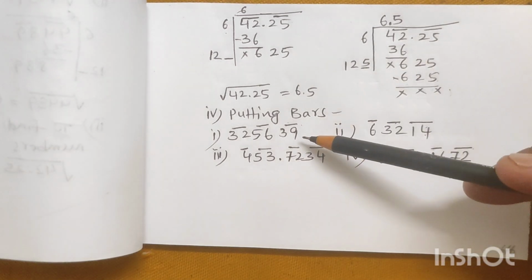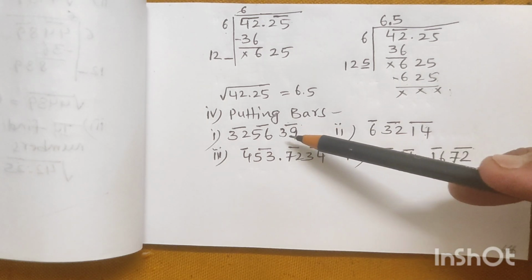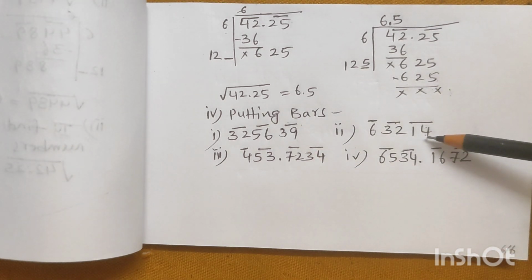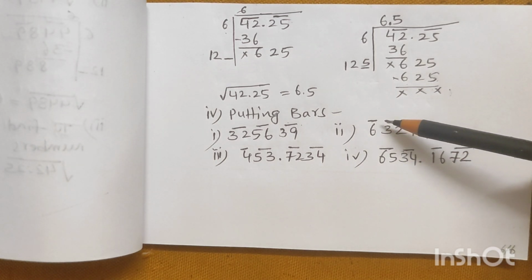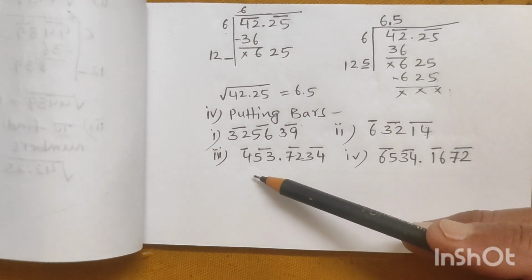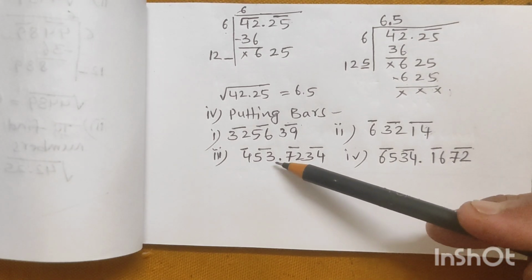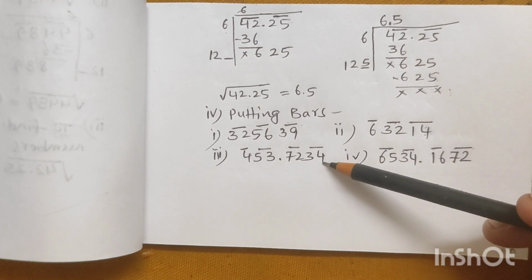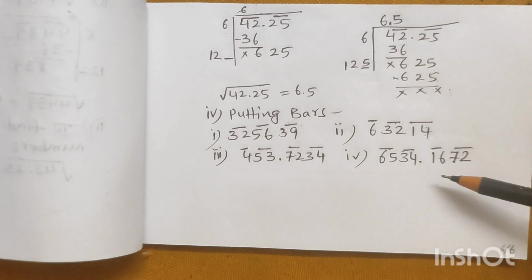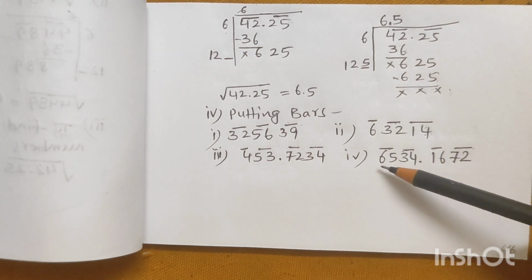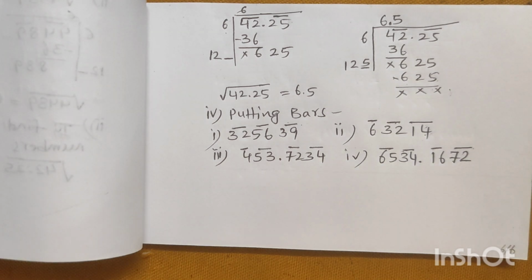See here another example. Now the square root of this number will be having 3 digits because there are 3 bars. Square root of this number will also be having 3 digits as there are 3 bars. Square root of this number will be having 2 digits before decimal and 2 digits after decimal. Same here, the square root of this number will be having 2 digits before decimal and 2 digits after decimal.